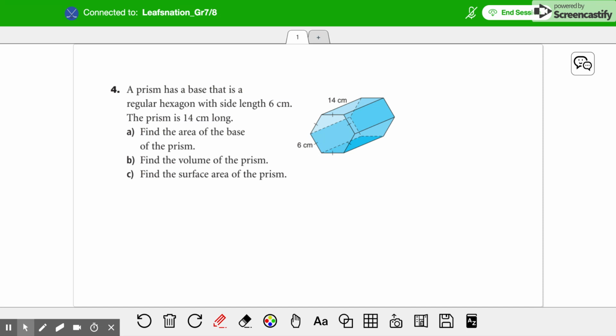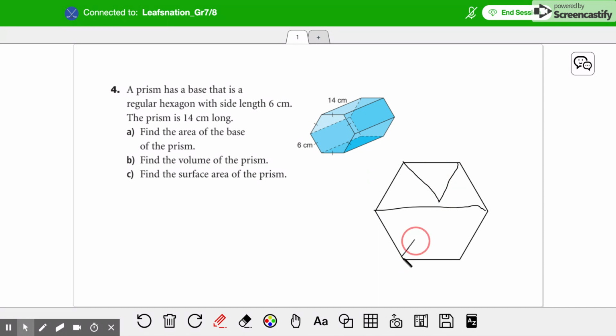Okay. So when you look at that hexagon base, do you want to sketch out how many triangles you're finding? 6. Okay, do you want to draw some lines for me so I can see where you're looking at? Yep, so that's it. Those are the 6.